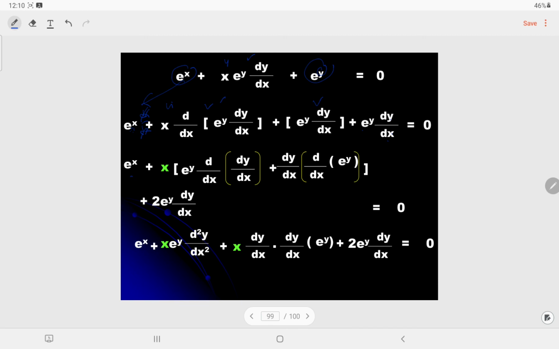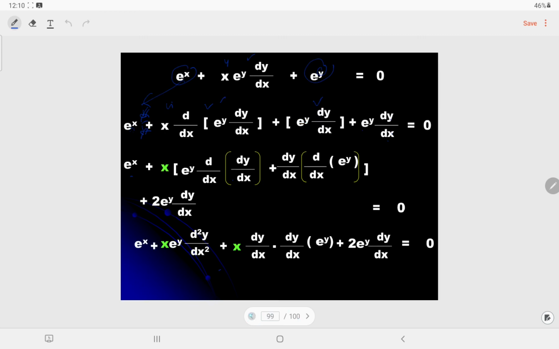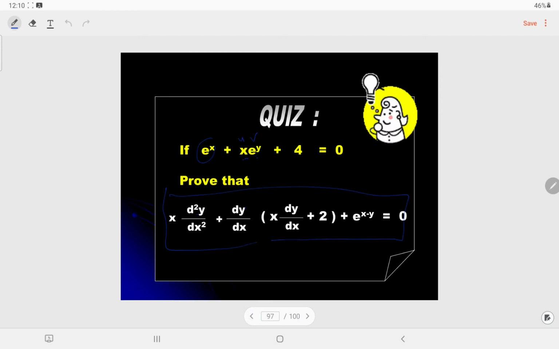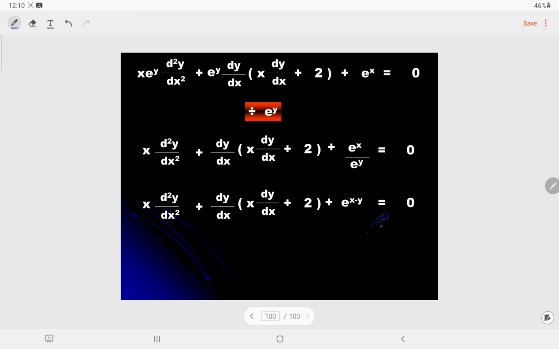So you need to solve. Okay, so we get the second order derivative from this one, all the variables. Okay, we divide all the terms by exponential y, so we get this one, right? You can prove this one. This is the final answer.